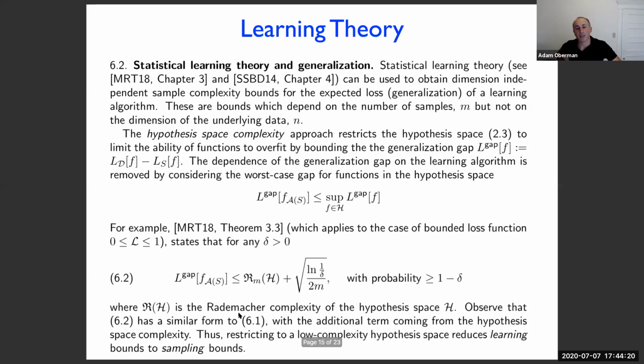What's the difference between learning and sampling? Well, if you look at this inequality, you see a similar type of error. It's log of 1 over delta and this factor of 1 over square root of m, or 2, again with probability 1 minus delta, plus an extra term. And this extra term is the price you pay for learning instead of just sampling.